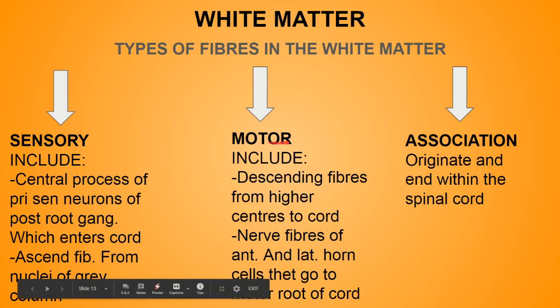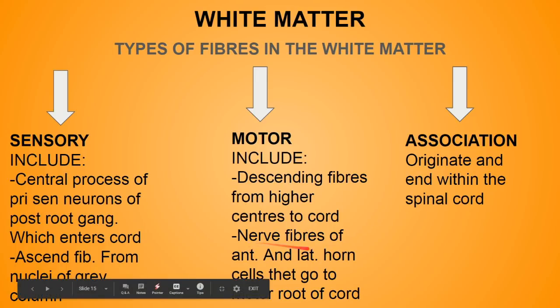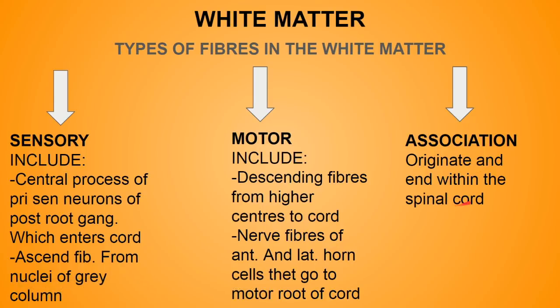Right. Now, the motor fibers mainly include descending fibers. In the sensory we have the ascending fibers, while in the motor we will be having the descending fibers from the higher centers to the spinal cord. Remember, they also include the nerve fibers of the anterior and the lateral horn cells that go to the motor roots of the spinal nerves. And the association fibers originate and end within the spinal cord only, and they mostly interconnect the neurons of the same segment or of different segmental levels.